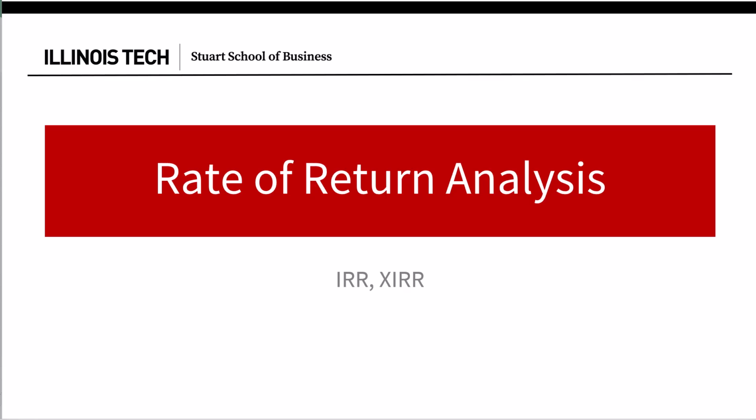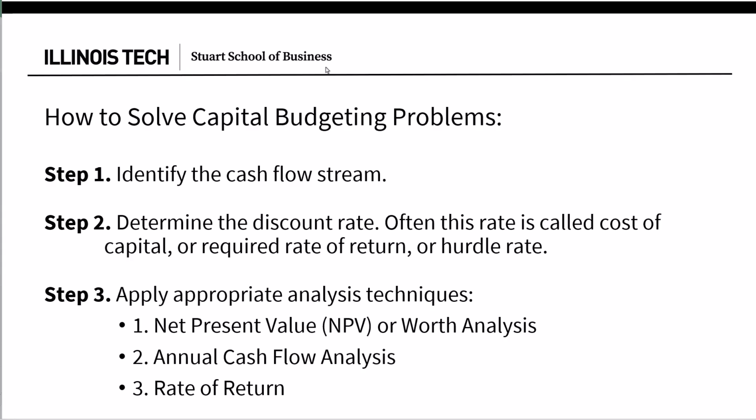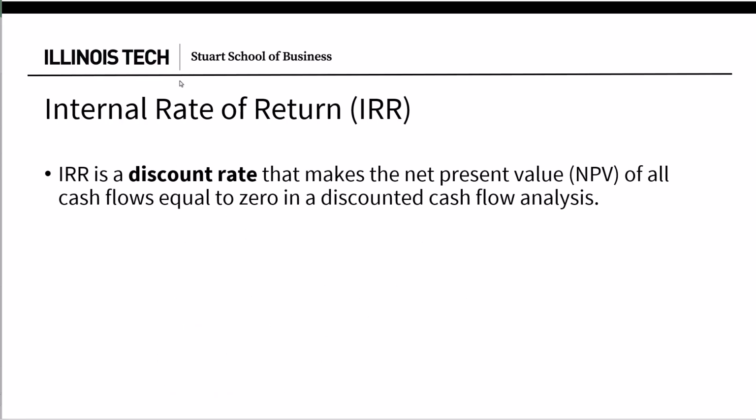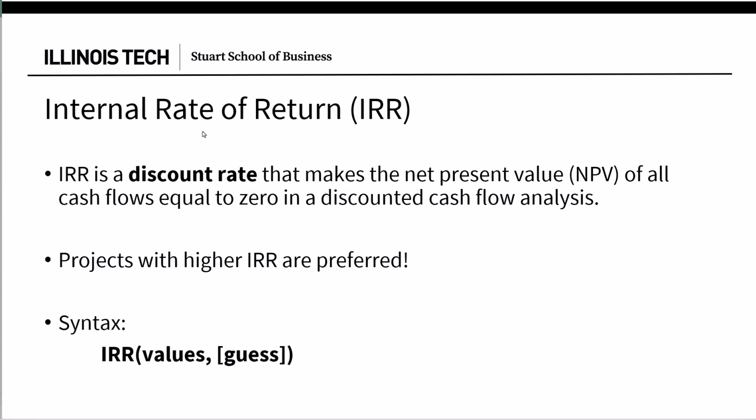In this lesson, we'll introduce the IRR and the XIRR functions as we discuss rate of return analysis. Rate of return analysis is the third technique we're going to discuss that can be used to solve capital budgeting problems. And so the internal rate of return, or the IRR, is the discount rate that makes the net present value of all cash flows from a project equal to zero. In some sense, the way to think about the IRR is that it's the annualized return for a given project, okay? And generally speaking, we prefer projects that have a higher IRR.